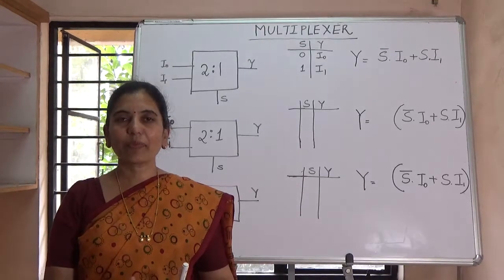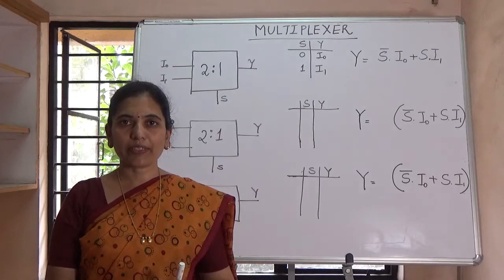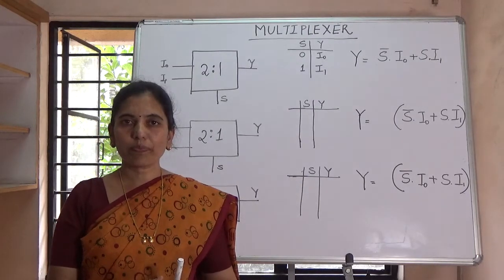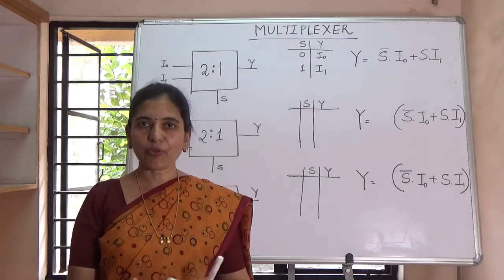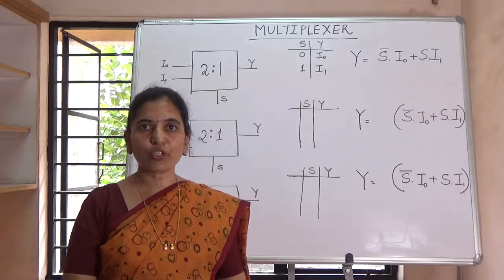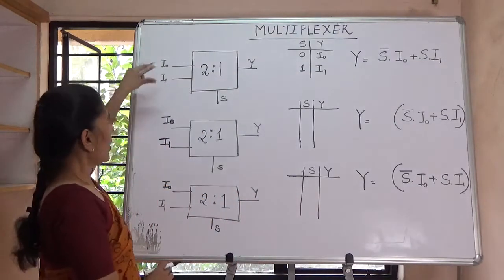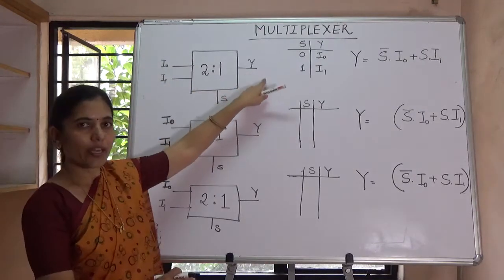Students, in the previous video we had studied the 2:1 multiplexer, and in this present video we will be learning the 4:1 multiplexer as well as the 8:1. So let's take a quick recap of the 2:1 multiplexer, which has two inputs, one select line and the output line.